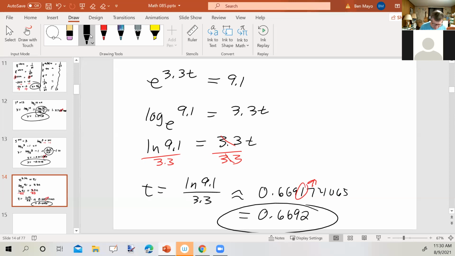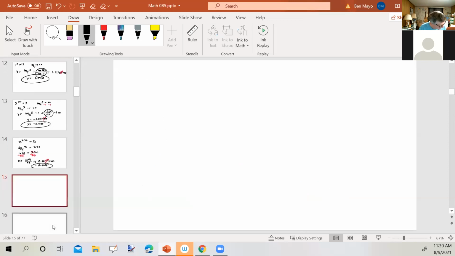Let's see. How about this problem? It says solve each equation. All right. I've got log of 5x equals 4.